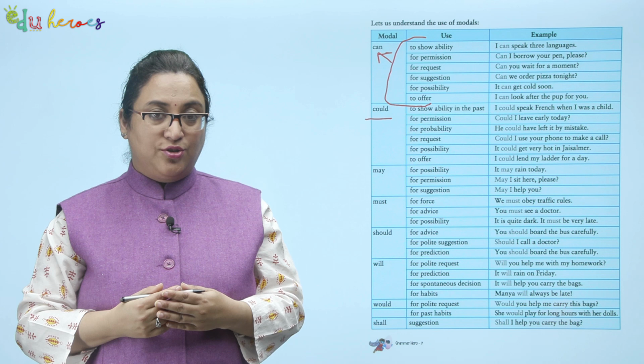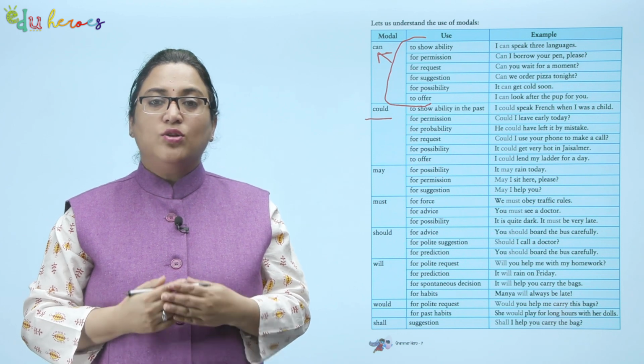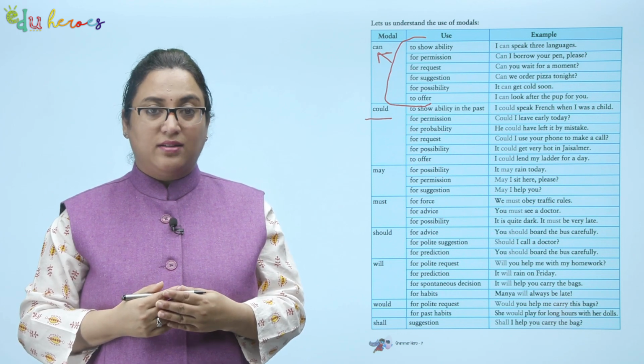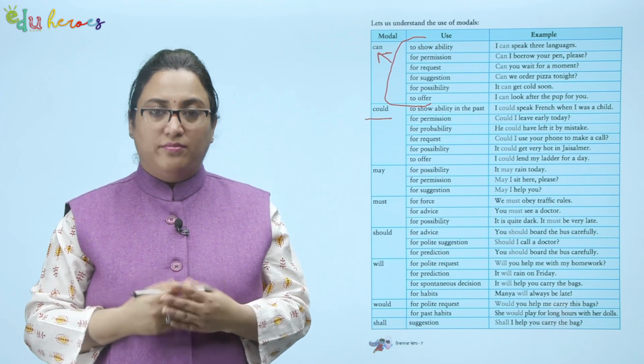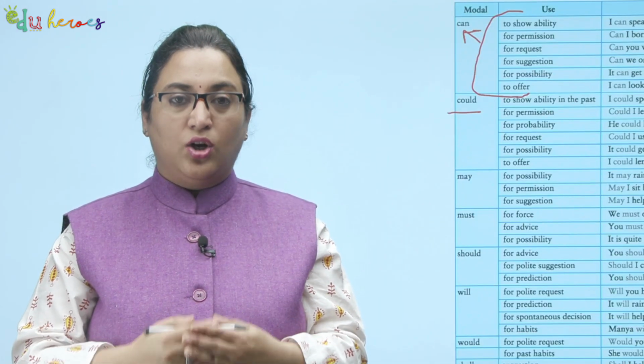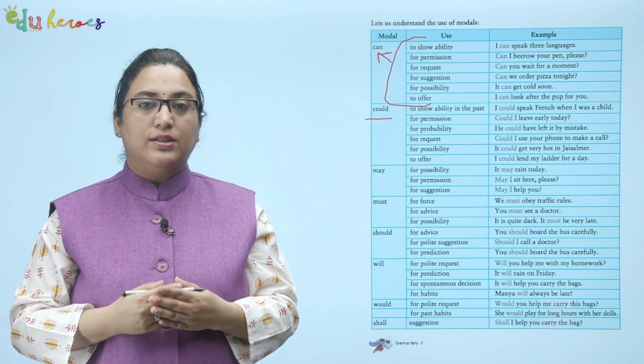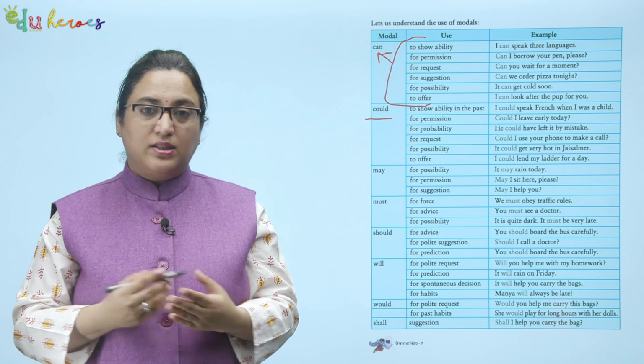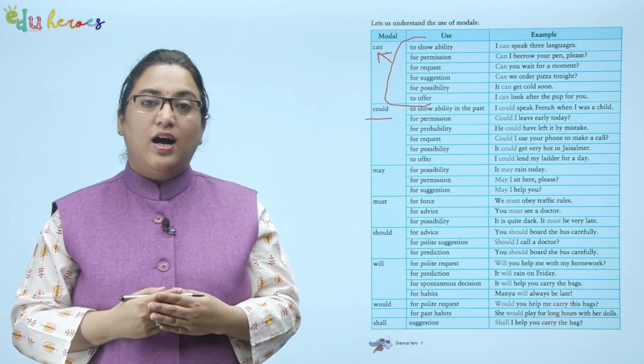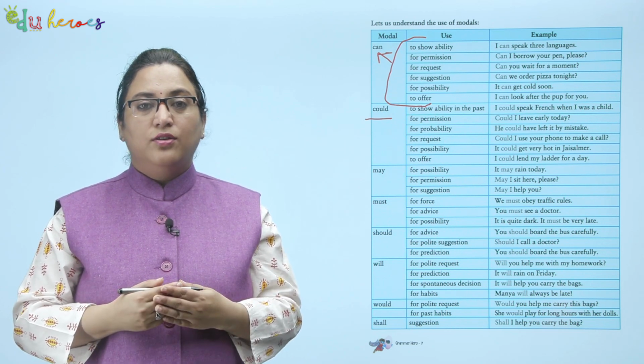Could I leave early today? That's a permission. He could have left it by mistake. That's a possibility. Not sure. Could I use your phone to make a call? Well, that's clearly a request. It could get very hot in Jaisalmer. That's a possibility, but not surety. I could lend my ladder for a day.